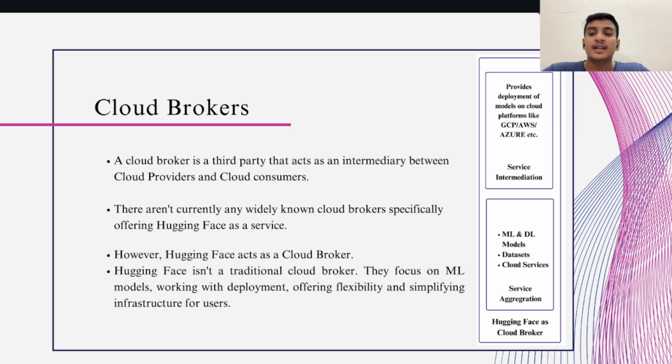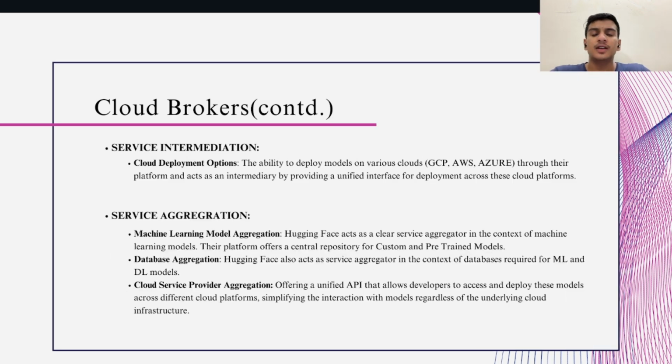The third type of cloud actor is a cloud broker. A cloud broker is a third party that acts as an intermediary between cloud provider and cloud consumer. There aren't any cloud brokers currently that specifically offer Hugging Face as a service. However, we can say that Hugging Face acts as a cloud broker. It isn't a traditional cloud broker, but they focus mainly on ML models, working with deployments, offering flexibility and simplifying infrastructure for users. Under cloud broker, Hugging Face acts as a service intermediary between the various cloud platforms like GCP, AWS, Azure, and its cloud consumers.